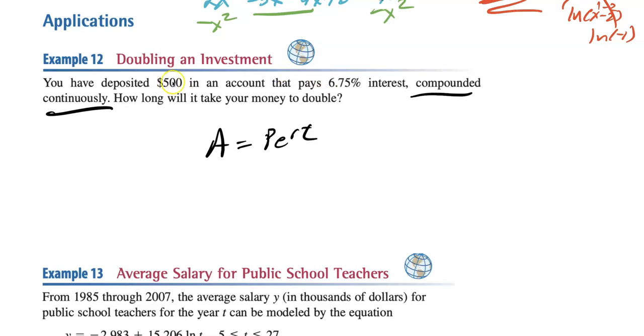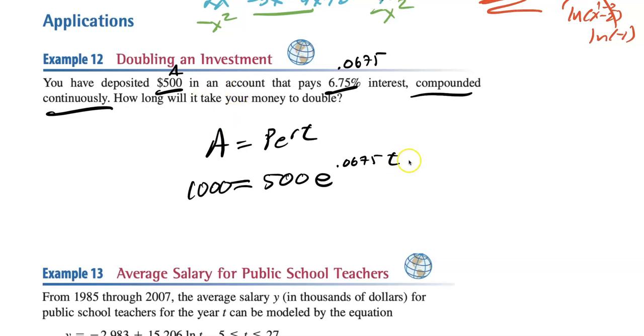Let's plug everything in. So we deposit $500, that's our P. We have our rate, 0.0675. So let's plug in what we have. So 500 e to the 0.0675t. I want to double my money. So what's doubling my money? Well, double 500 is 1,000. Like that. So all we have to do here is solve for t.